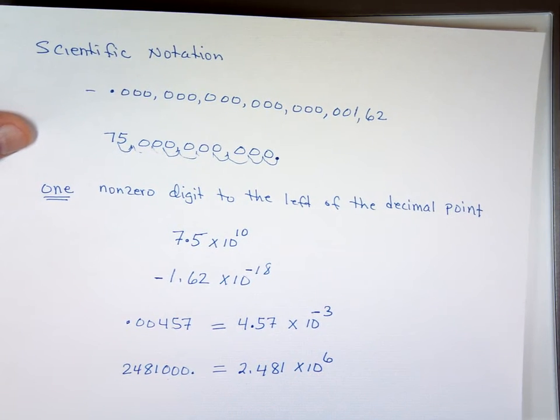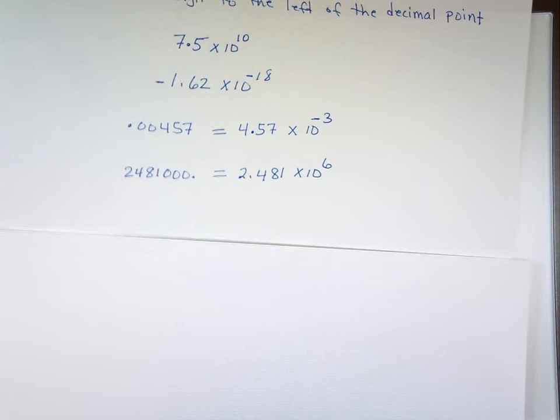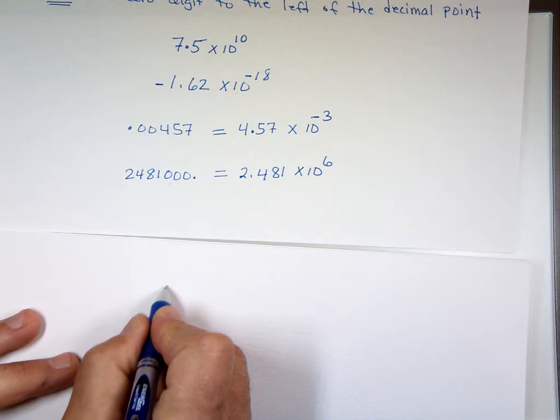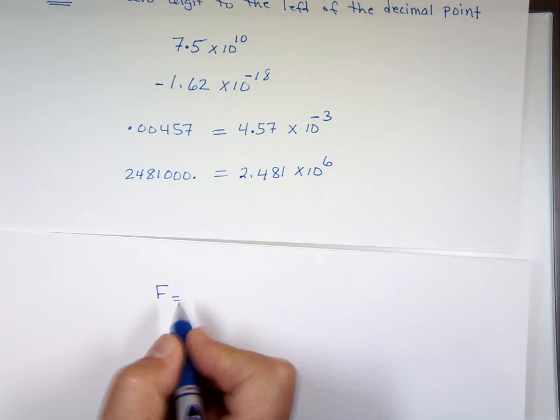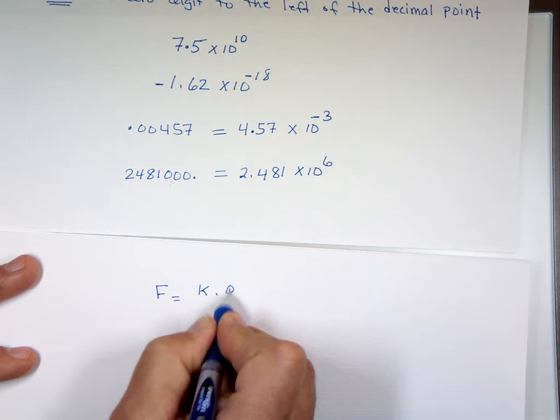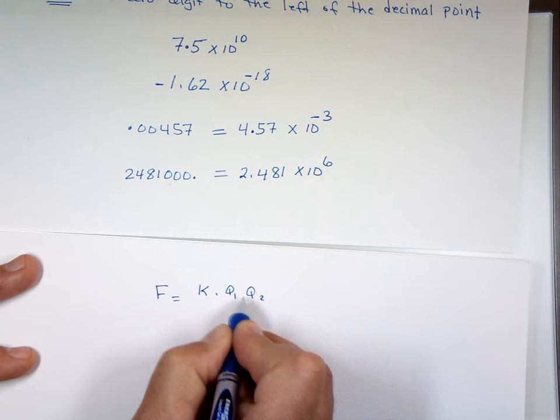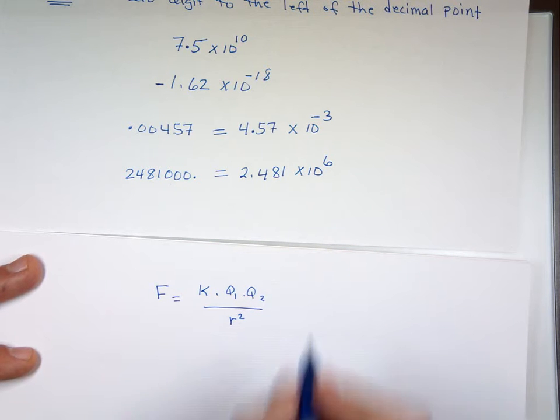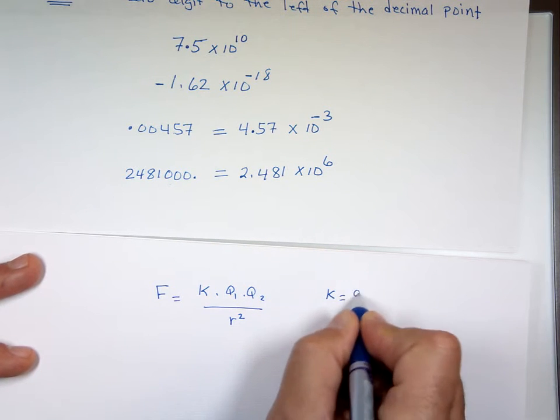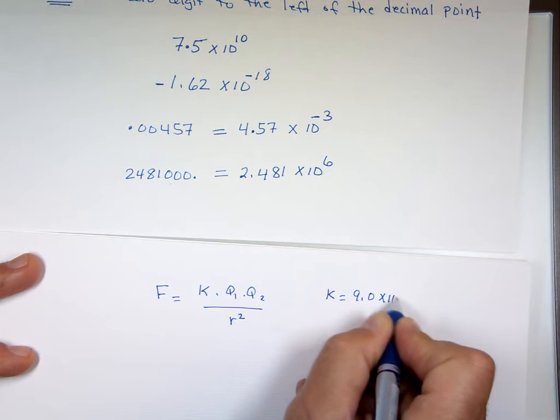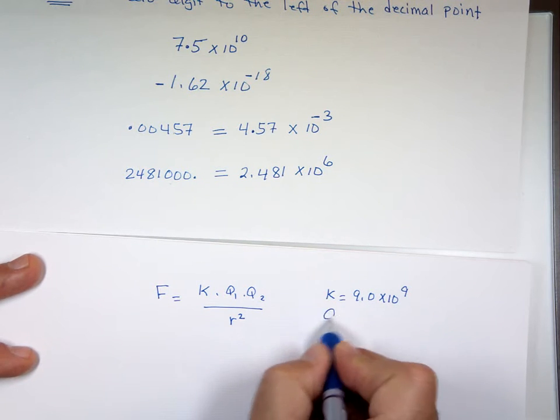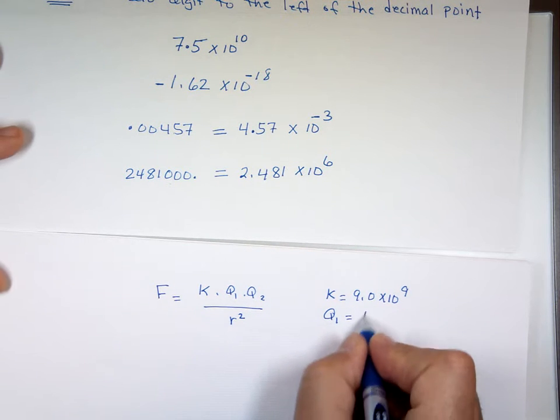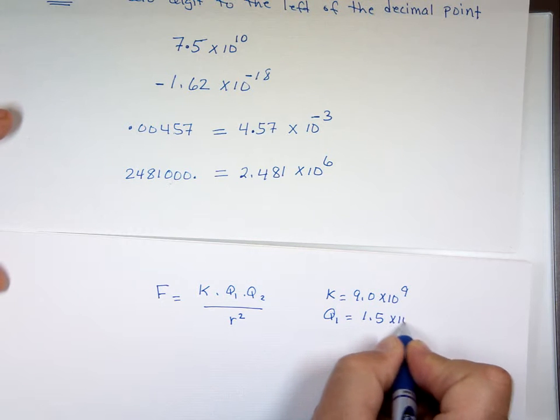A lot of times when we do in physics, for example, when you put charges next to each other, there's a force between them, and the force might fit that equation. You don't have to know the equation. K times Q1 times Q2 divided by R squared. K is a constant, which is 9.0 times 10 to the 9. Q1 is the value of the first charge. Let's say it's 1.5 times 10 to the negative 12.